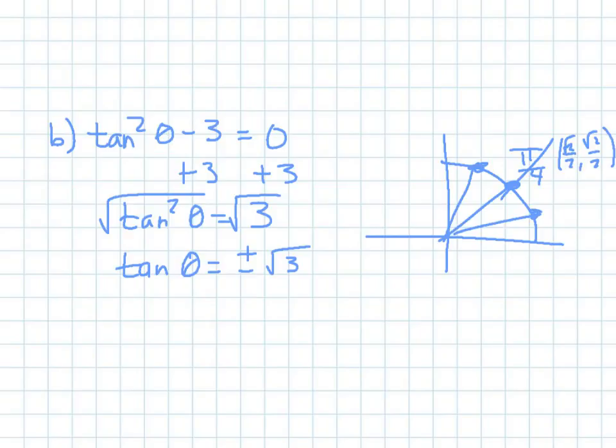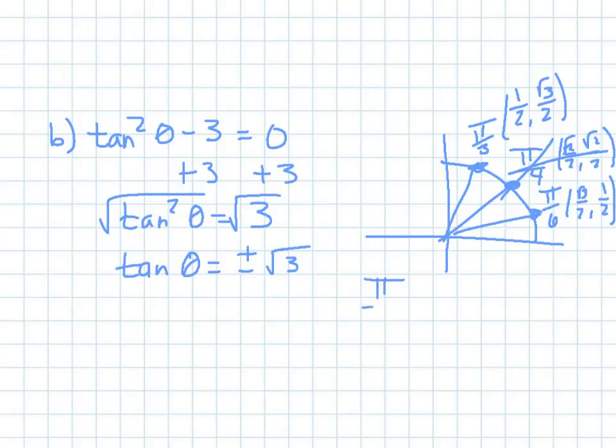And the only options you have are pi over 6, which is square root of 3 over 2, comma 1/2, and pi over 3, which is 1/2, comma square root of 3 over 2. So let's try one, because remember, if it's not the one you picked, it's going to be the other one that you didn't pick. So let's go with pi over 3 for this.